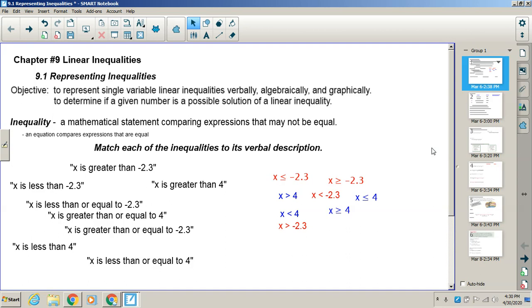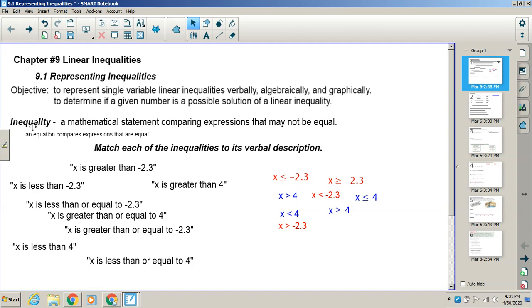And the first thing that we're going to do today is represent inequalities. I haven't heard this before, what an inequality is. So the first part of this lesson is just identifying what an inequality is and doing a little bit of work with that, not solving any inequalities yet. You can see at the top of the page, the objective is to represent single variable linear inequalities verbally, algebraically, and graphically, and then to determine if a given number is a possible solution of a linear inequality. So those are the two things we're going to do today.